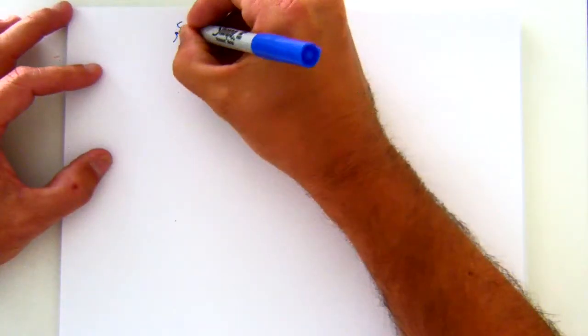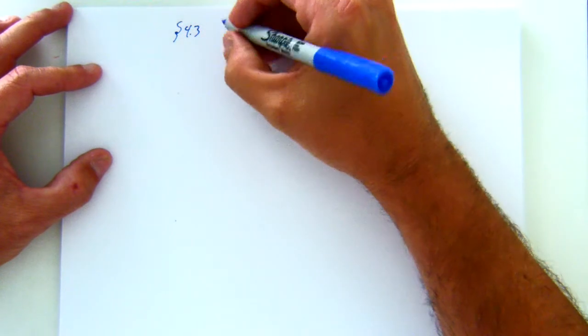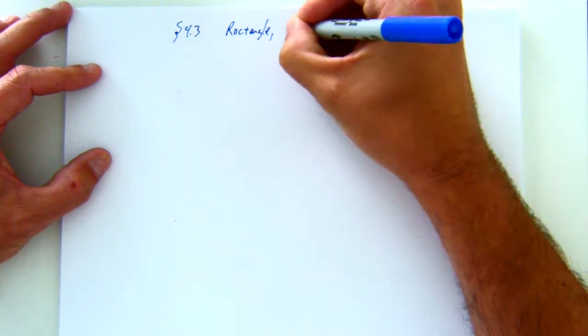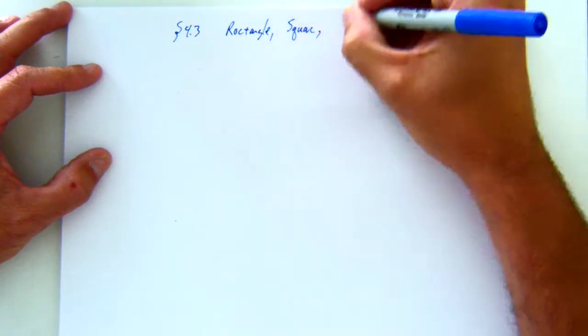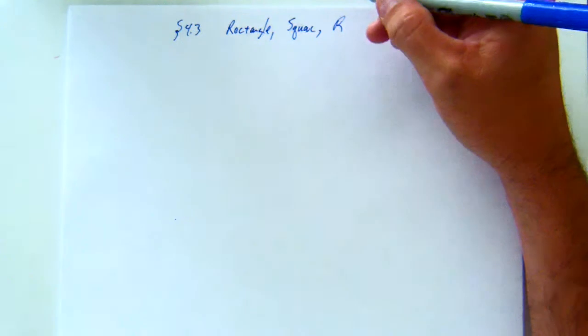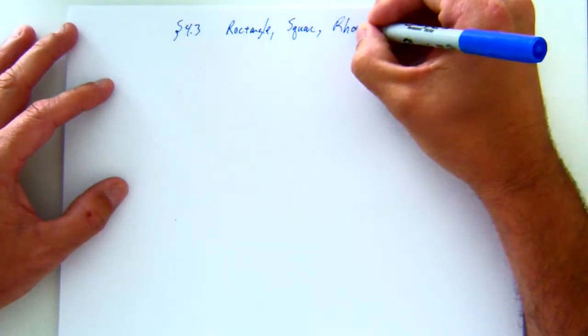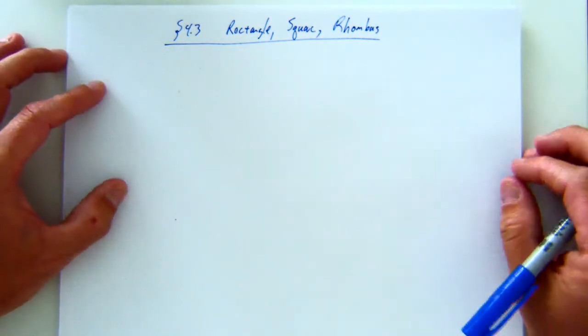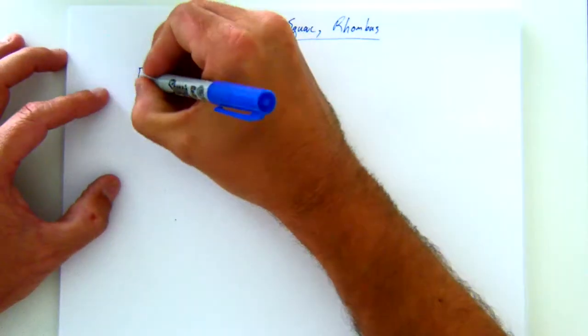Okay, so that's most of the stuff in 4.2. Now we're going to go to 4.3. We're going to talk about a rectangle, square, and the rhombus. R-H-O-M-B-U-S. Definition.